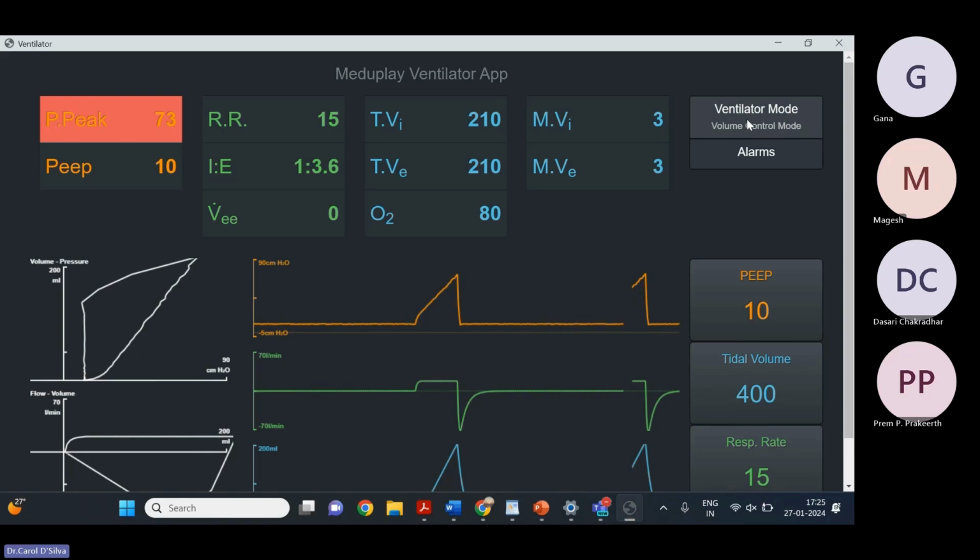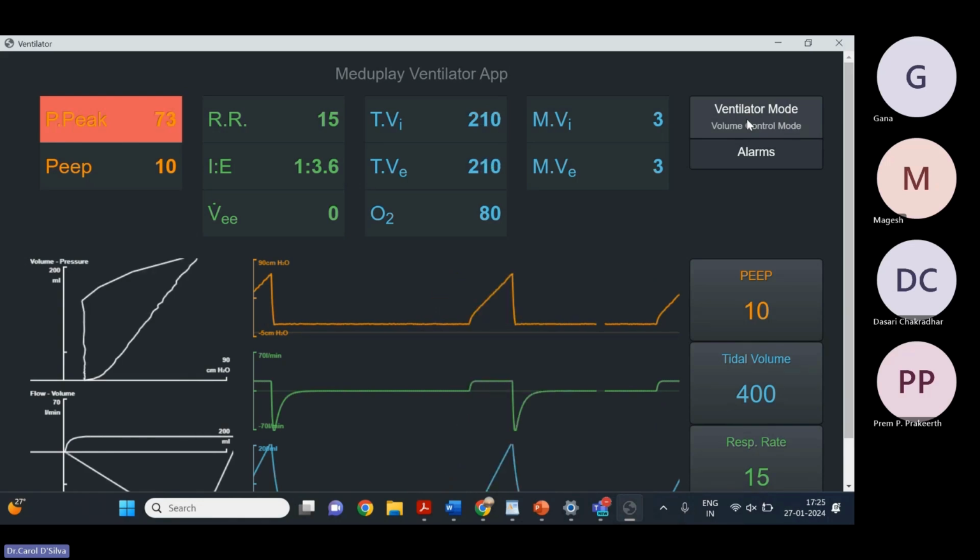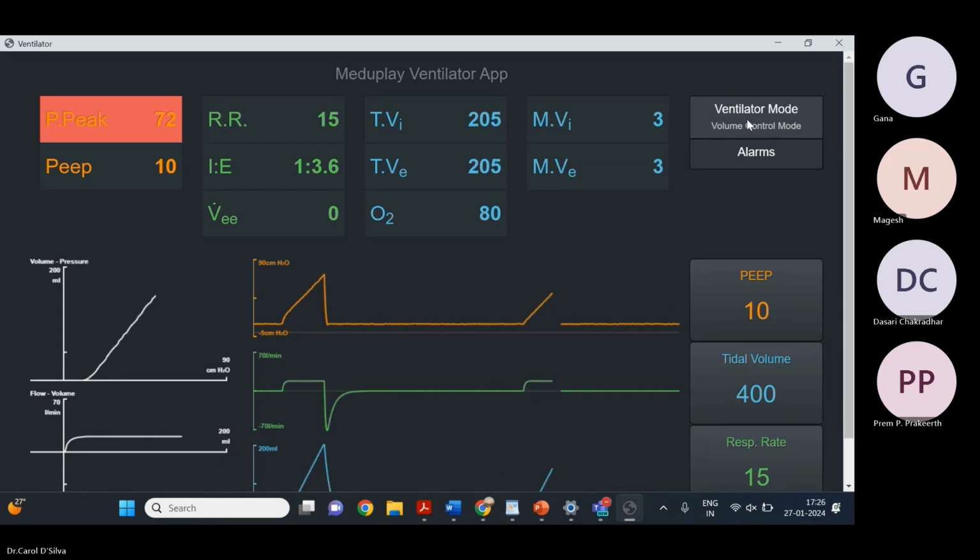But if you want to see only a change in the compliance, there has to be a change in P plateau. So there has to be an increase in the plateau pressure also. Okay. Now I'll just make some changes. See if you're able to appreciate it.